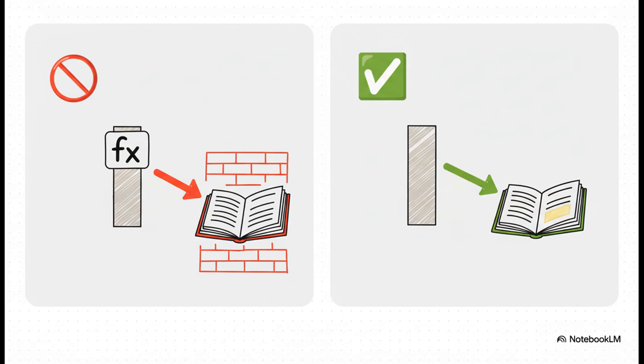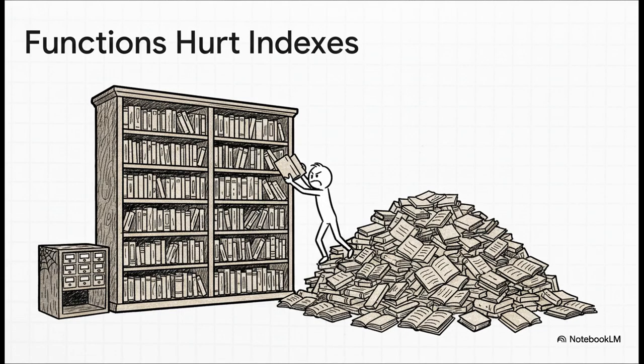On the left, by wrapping the genre column in a lower function, you're basically hiding it from the index. The database can't use its shortcut anymore, so it's forced to check every single row. On the right, though, we query the raw column, and that lets the index do its magic. And the consequence of that mistake is a full table scan.